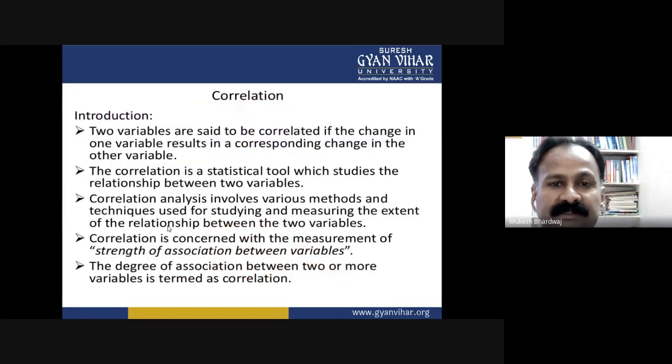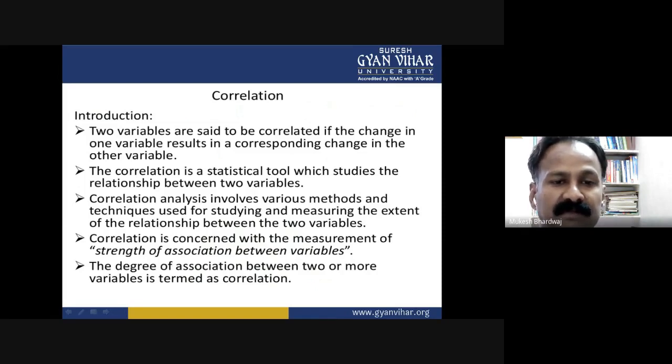Two variables are said to be correlated if the change in one variable results in a corresponding change in the other variable. The correlation is a statistical tool which studies the relationship between two variables. Correlation analysis involves various methods and techniques used for studying and measuring the extent of correlationship between the two variables.